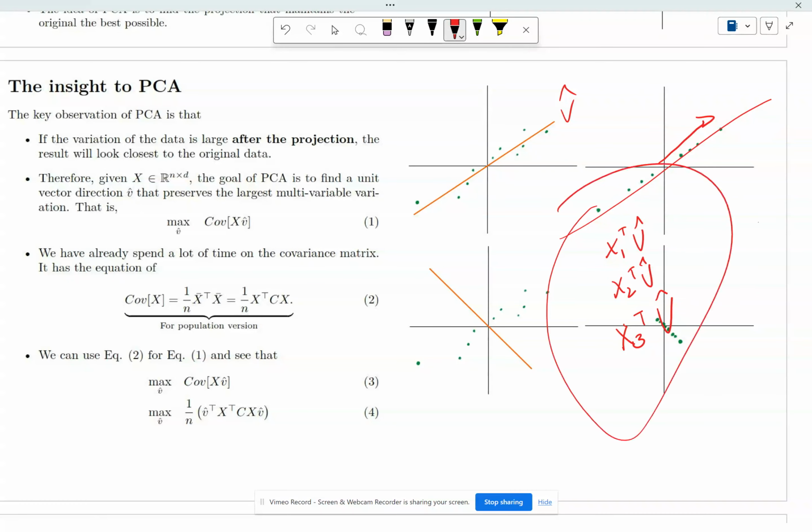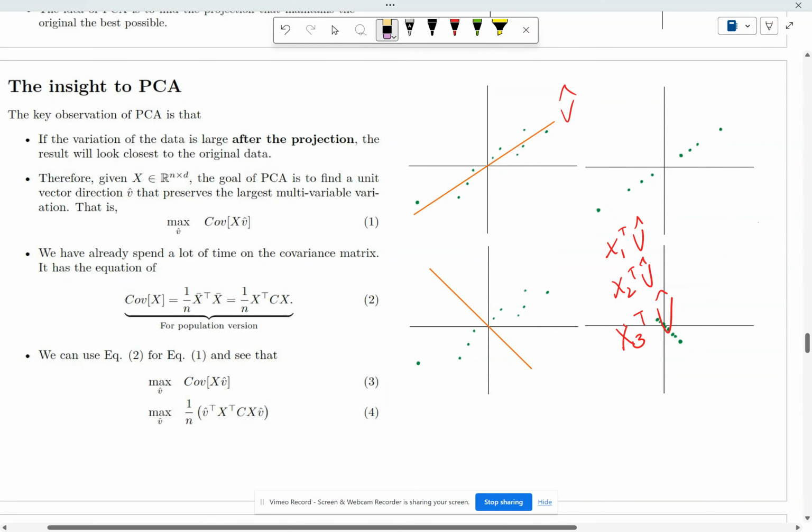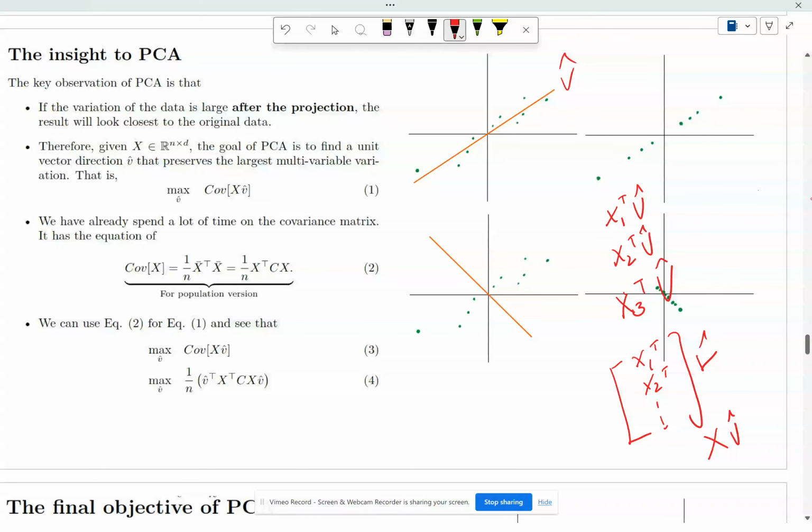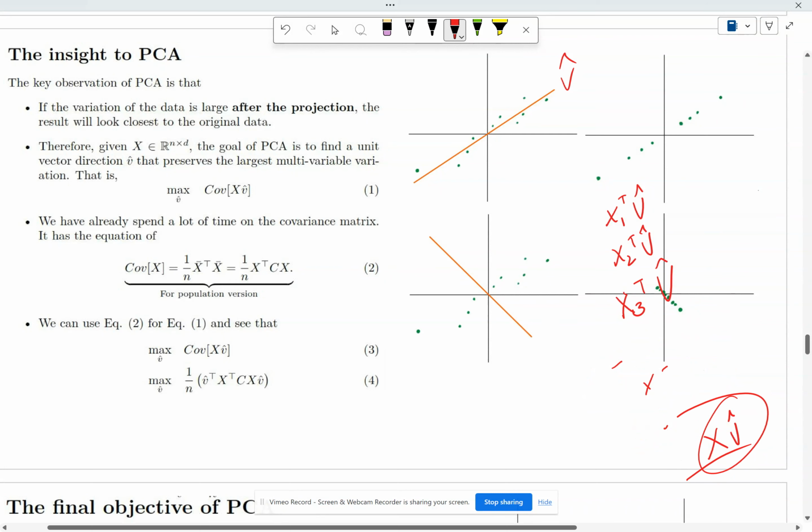Now, instead of doing them one at a time, we can make your life a lot easier if we just write x1 transpose, x2 transpose, and so on and so forth, times v. So what is this? This is the original data, x times v hat. And that's it. This is how you can essentially project every single point onto the line. Just stack the points up as x and then multiply v on it.